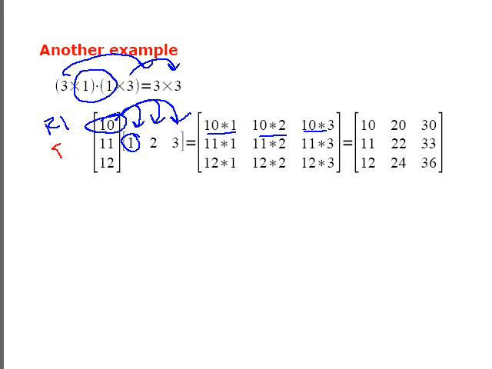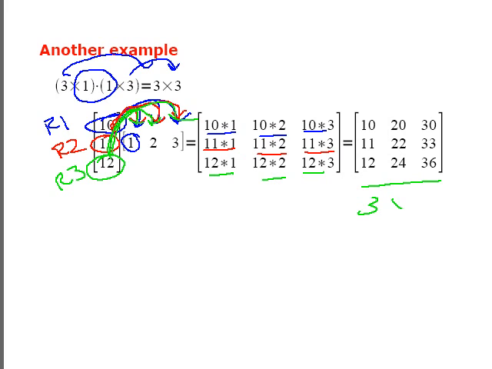Now I move to the second row. In the second row I pick up just an 11, go against column 1 to get 11 times 1, go against column 2 and get 11 times 2, go against column 3 and get 11 times 3. And now we have the third row, which is 12. Against column 1 would be 12 times 1. Going against column 2, you'd be 12 times 2. Going against column 3 is 12 times 3, and there's my answer. There's the 3 by 3 that I expected.